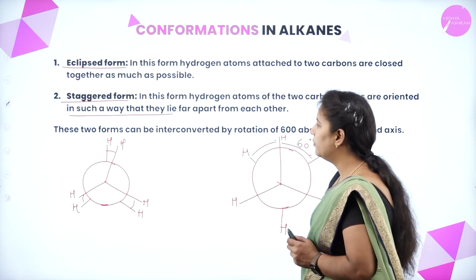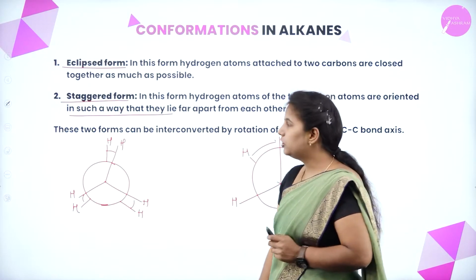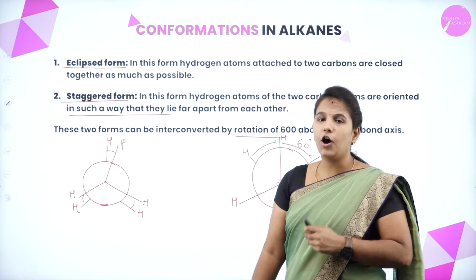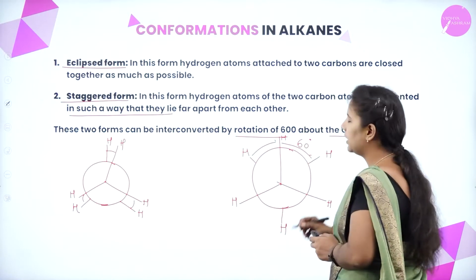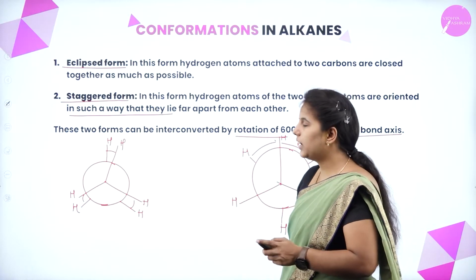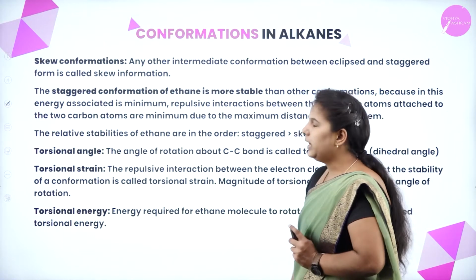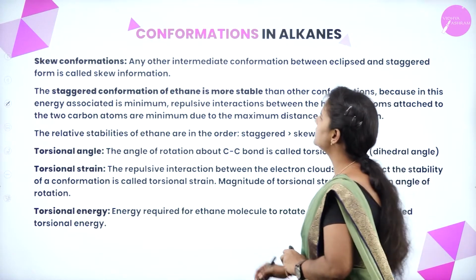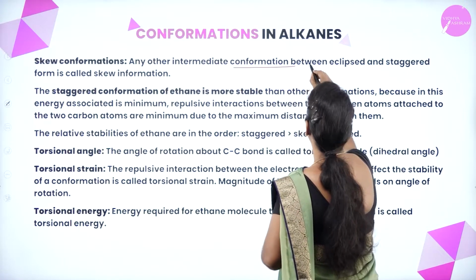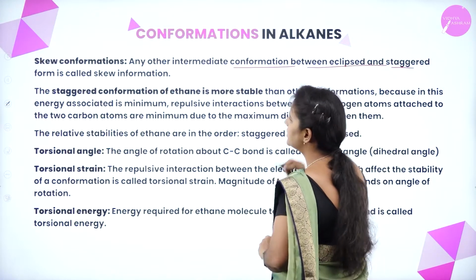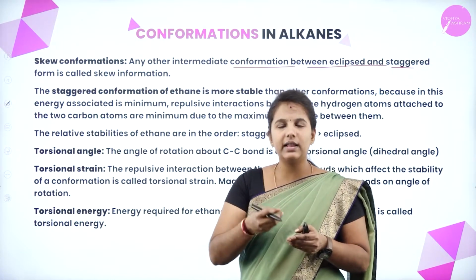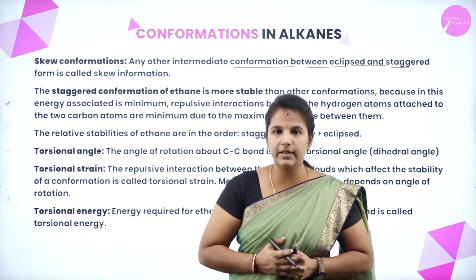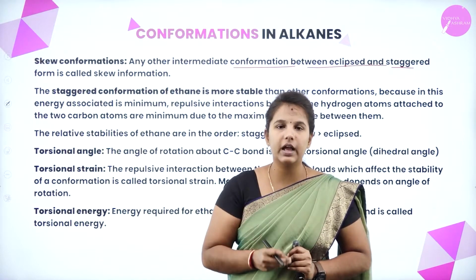Okay, so hope you have understood the differences between the eclipsed form as well as the staggered form. And these 2 forms can be interconverted by rotation of 60 degrees about the carbon-carbon single bond. And there is one more conformation known as skew conformation. This is an intermediate conformation between the eclipsed form and the staggered form, known as skew conformation.